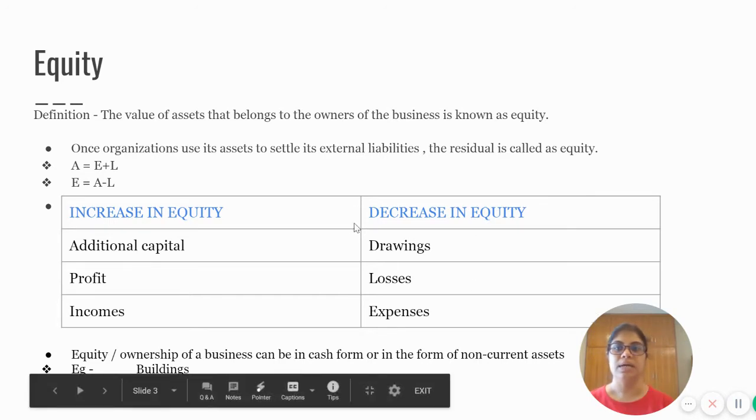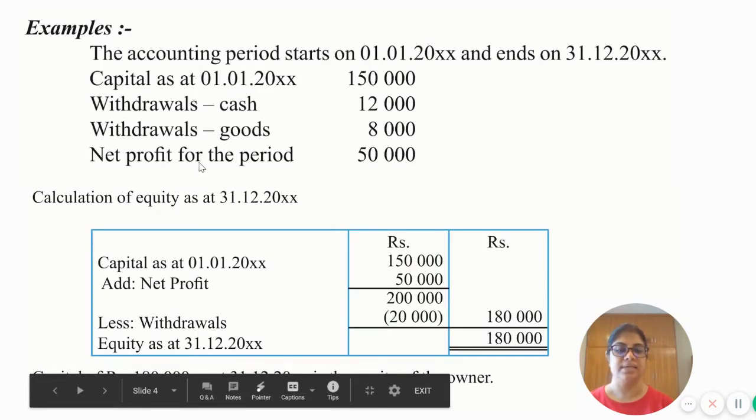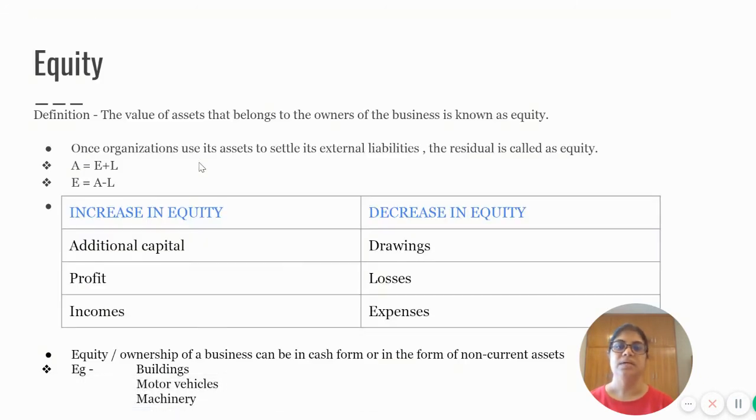Once organizations use their assets to settle their external liabilities, the residual, or the remainder, will be known as equity. So let's see what this is. Assets are equal to equity plus liabilities. That is our formal accounting equation. The total assets that belong to the owners will comprise equity plus liabilities.